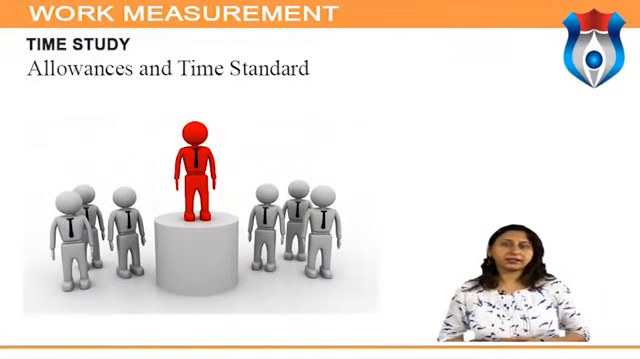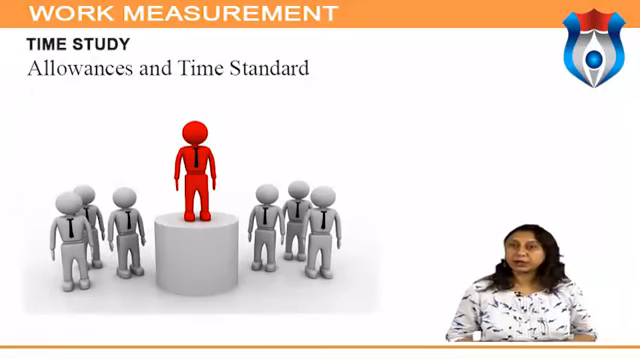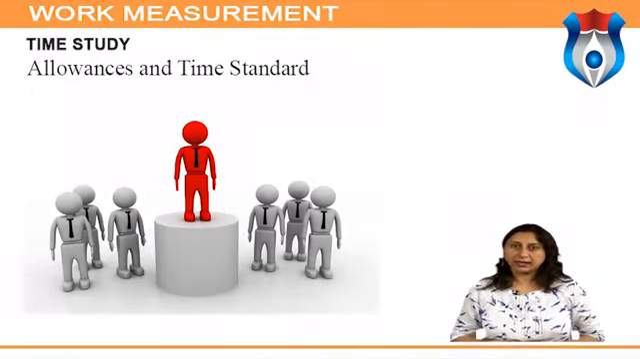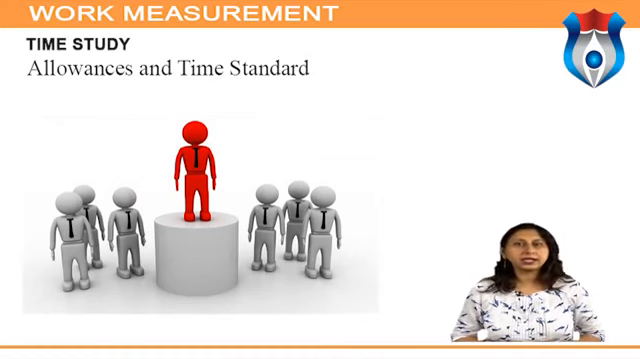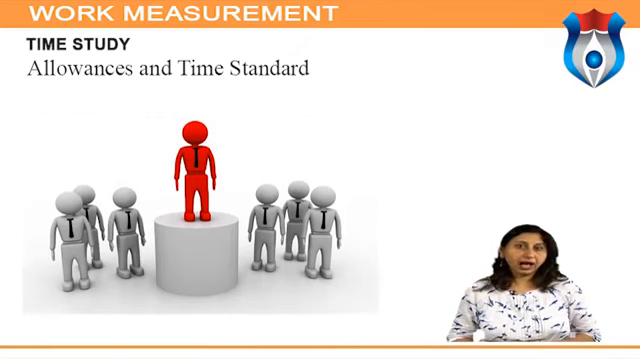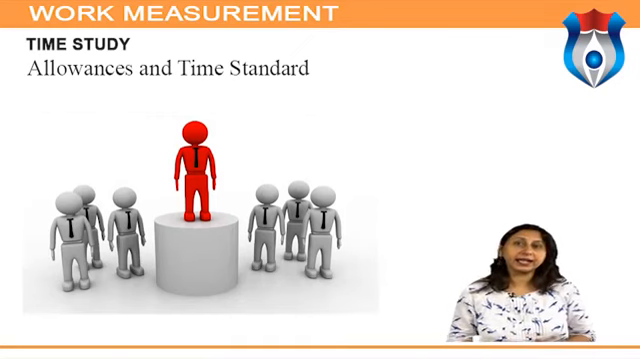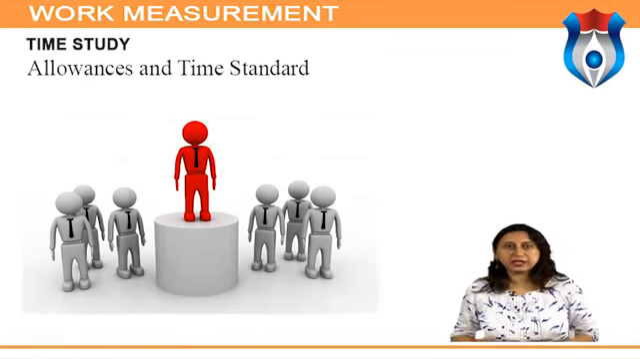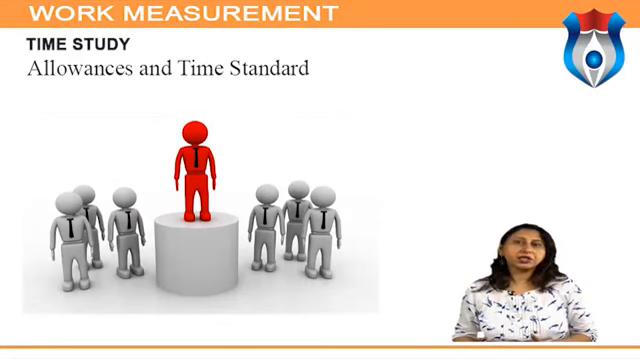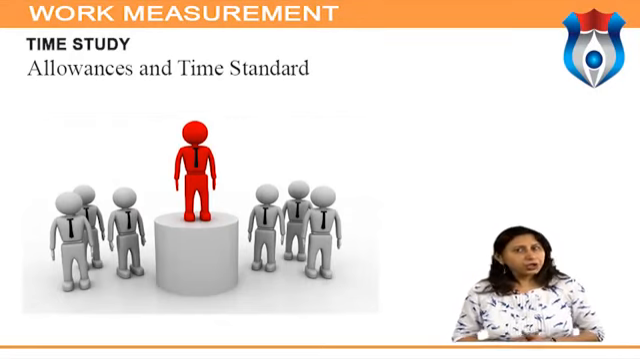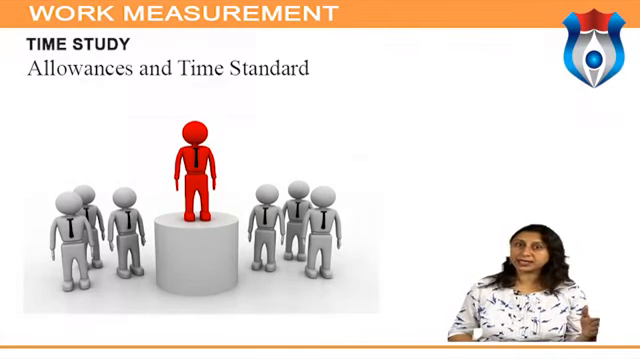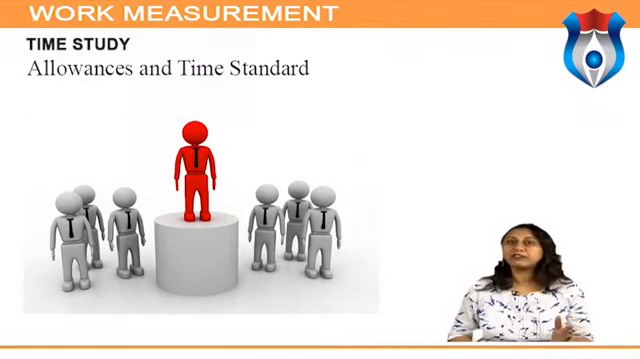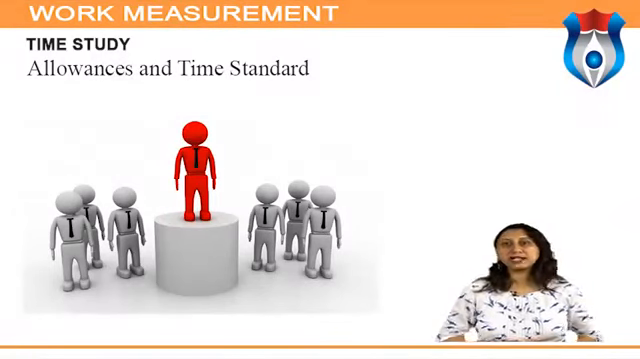Allowances and time standard. Normal time is calculated as the product of observed time and the rating. This time represents the amount of time taken by an average worker working at a normal pace to complete the task. However, this does not account for various delays such as personal needs of the worker, fatigue, and possible delays in the process due to breakdowns, etc. To compensate for such delays, allowances are calculated and added to the normal time to give what is known as the standard time, which represents the time required for completion of the task inclusive of delays.